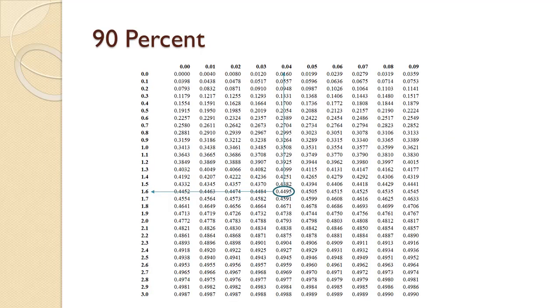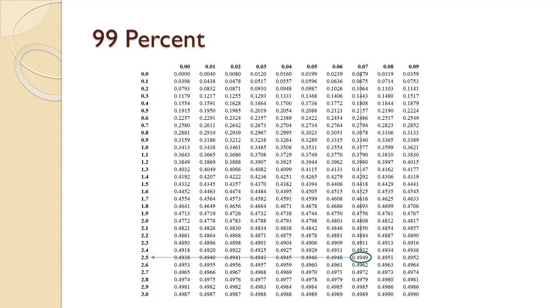.8000 divided by 2 equals 0.4000. The closest number in the table is 0.3997. That gives us a Z-score of 1.28. 0.9000 divided by 2 equals 0.4500. The closest number in the table is either 0.4495 or 0.4505. Since they are equidistant, we will just arbitrarily use 0.4495. That gives us a Z-score of 1.64. Using 0.4505 would yield a Z-score of 1.65.